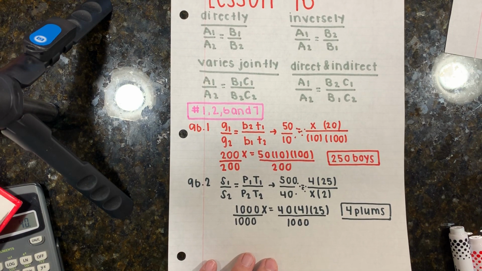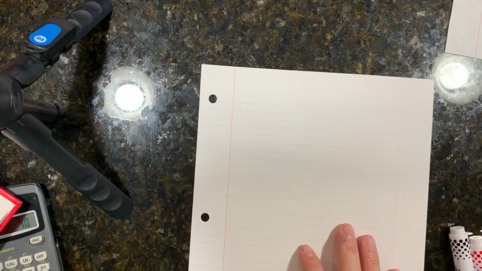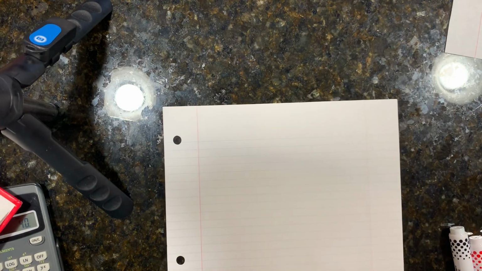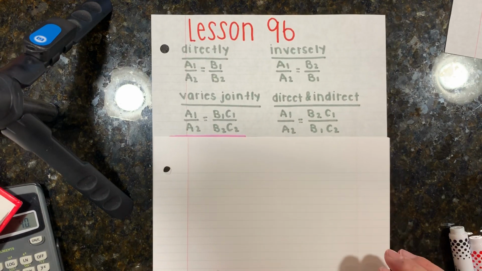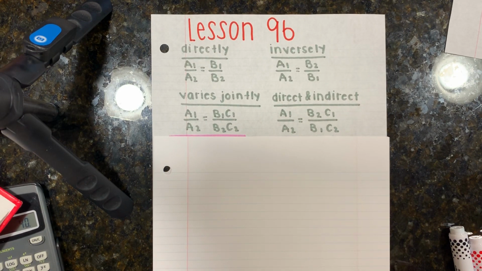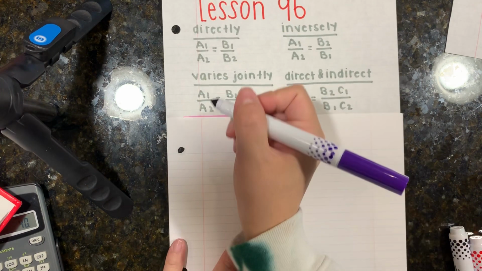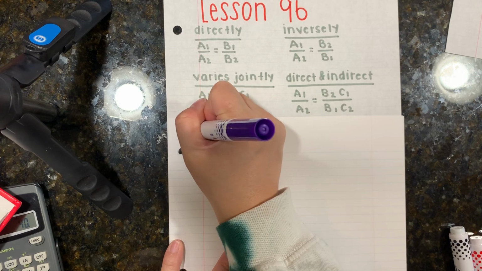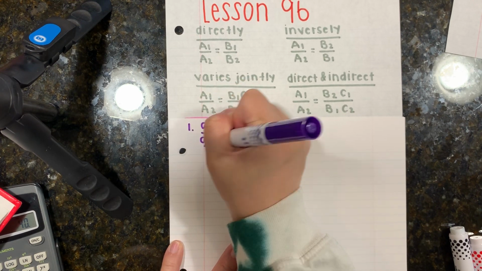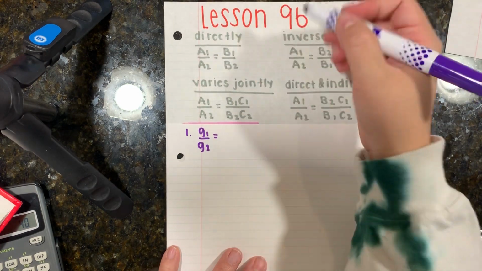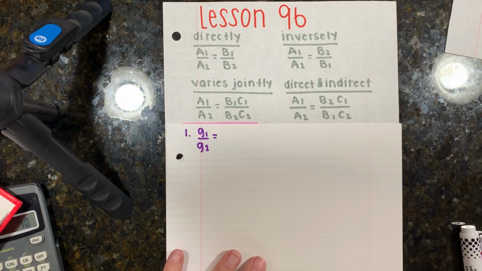So now let's take a look at number 1. I don't have my cheat sheet there. For number 1, we have the number of girls varied inversely as the number of boys and directly as the number of teachers. Okay, so we're saying the girls varied inversely. We're going to start with G1 over G2, because remember, this side does not change. G1 over G2, G1 over G2.